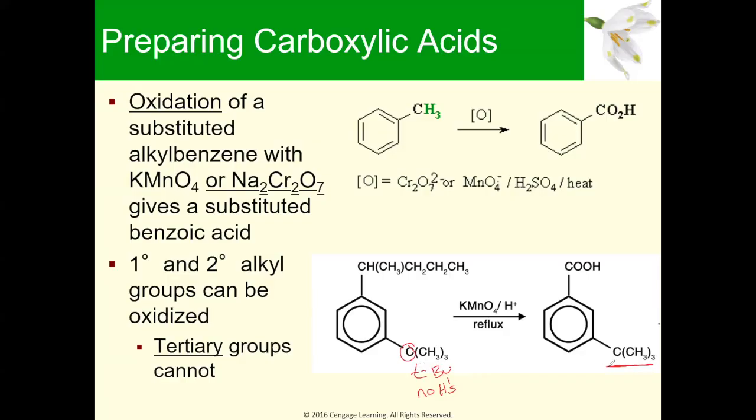And so it does not get oxidized into a carboxylic acid. It stays the same. But this other alkyl group, because of that benzylic hydrogen, that's key. You have to have that in order to cause this oxidation. And so you do get the carboxylic acid as a product. Primary and secondary alkyl groups can be oxidized with these conditions, but a tertiary will not. So just be aware of that.